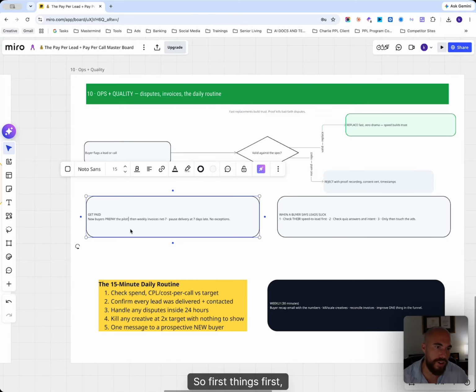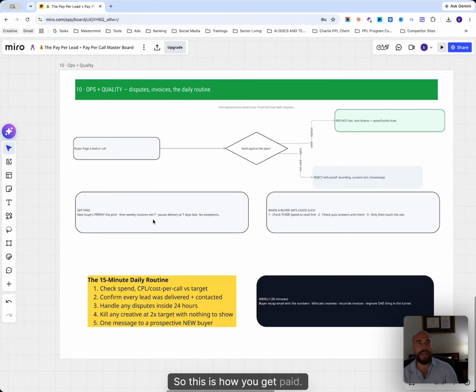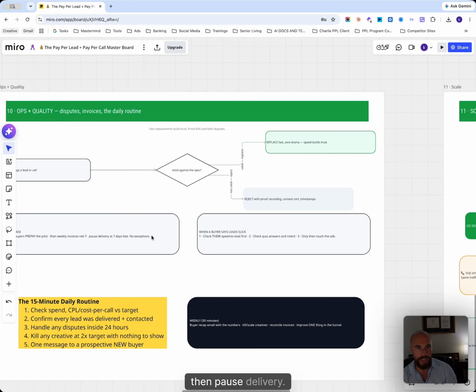So first things first, when you get paid, you have new buyers prepay, then you can move to a net 7, and if they don't pay you, you pause delivery 7 days late, and there are no exceptions, okay? So this is how you get paid. This is how the invoices work. Remember, new buyers will prepay the pilot, then weekly invoices, then pause delivery.